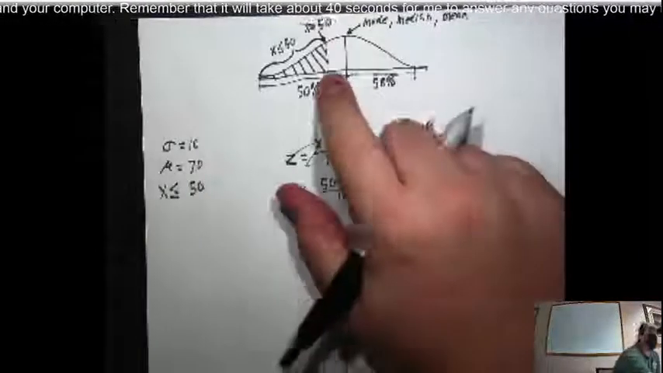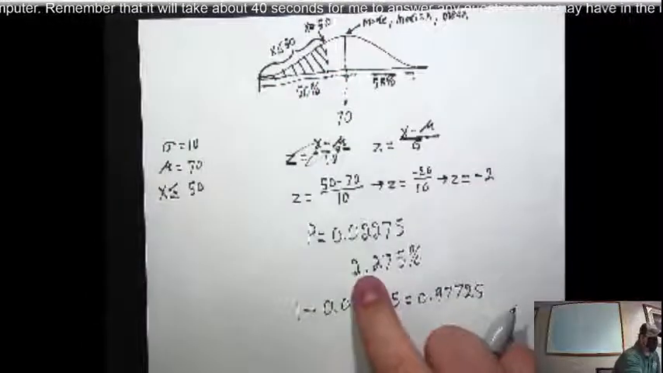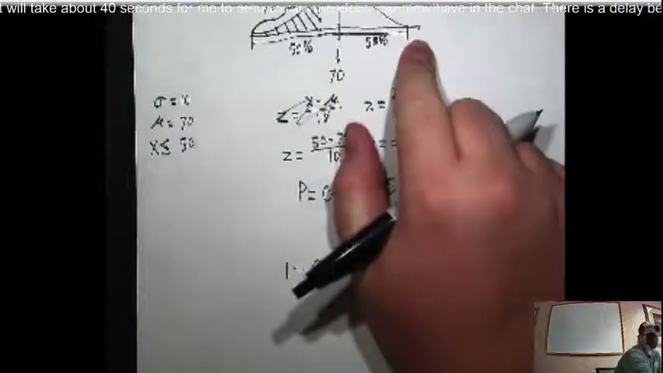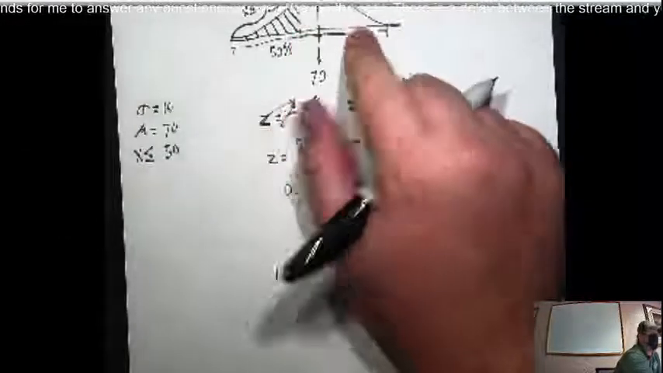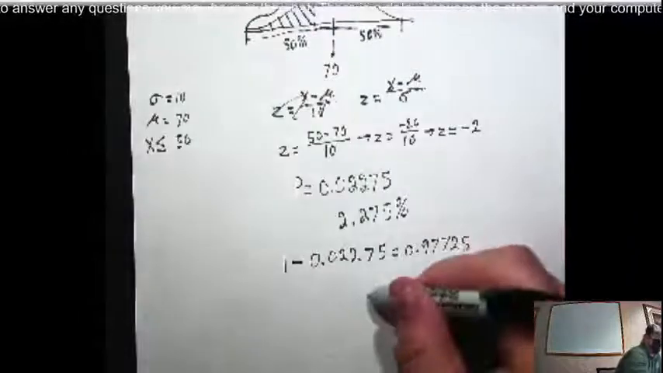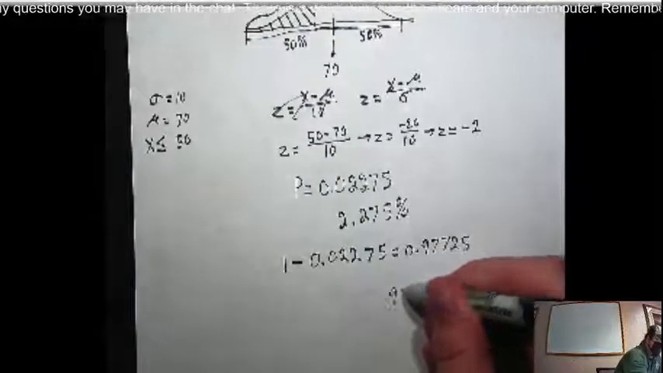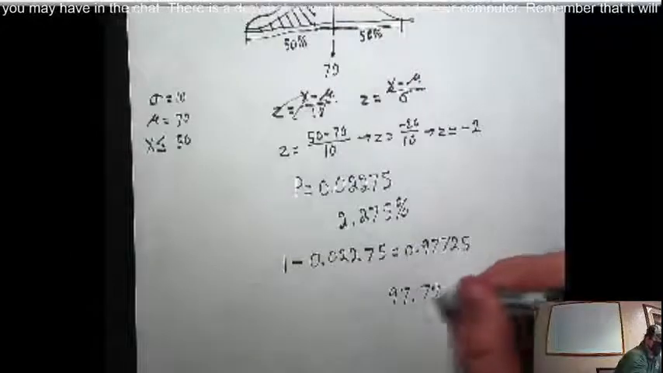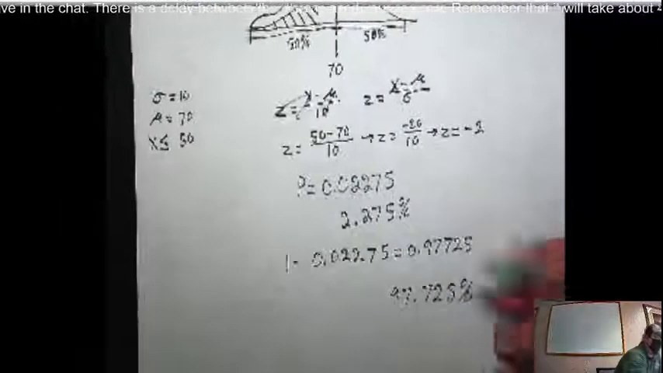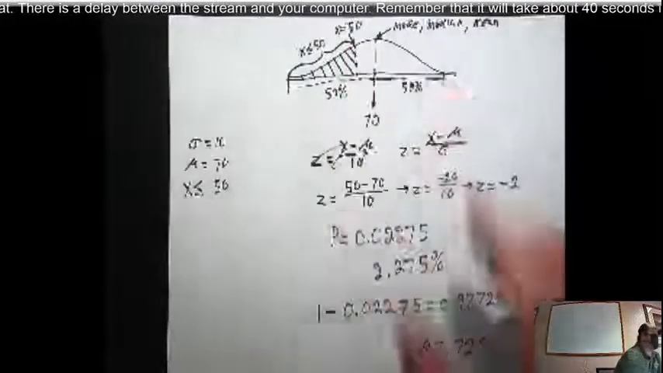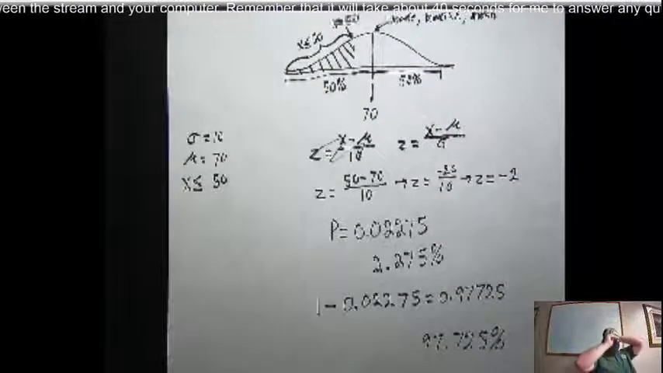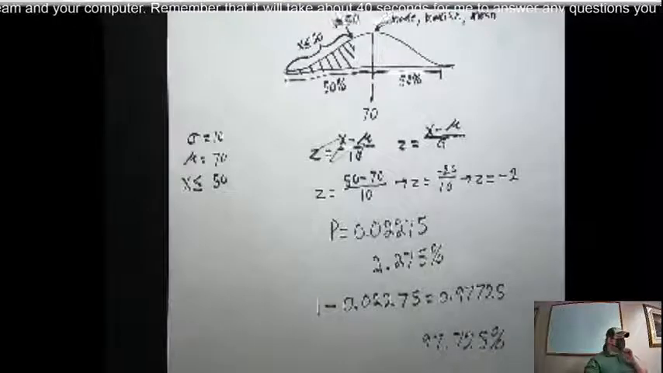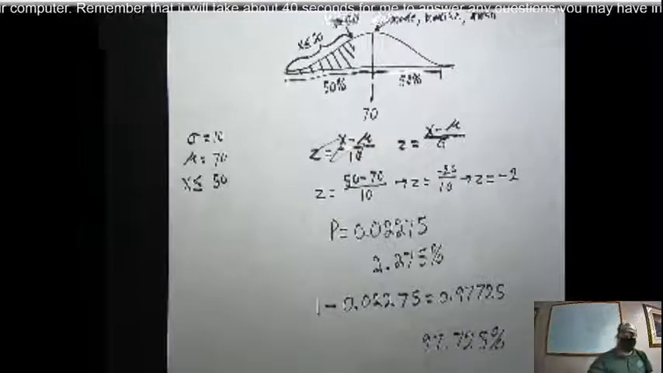So yeah, below 50, we got about 2.2%. Above 50, so using that same probability, just subtracting it from 1 to kind of flip it over to this side, we can see that 97.725% of people in the retirement home are above the age of 50. Again, that makes sense. Any questions? No? Okay, good.